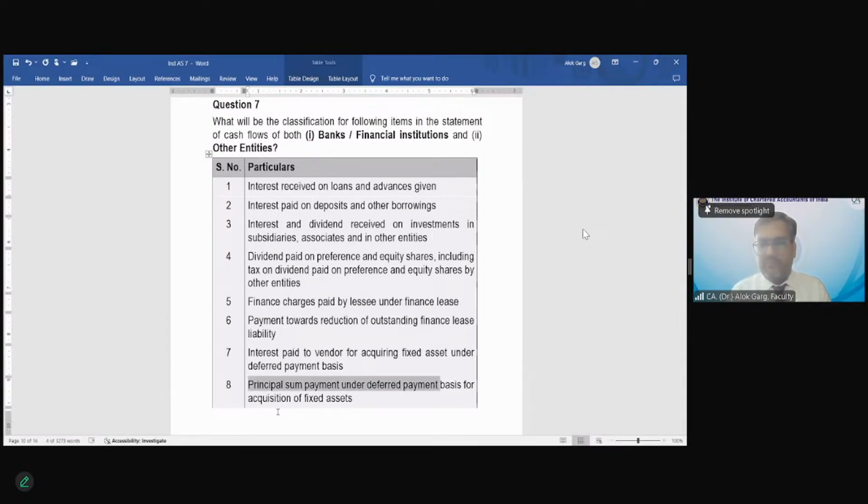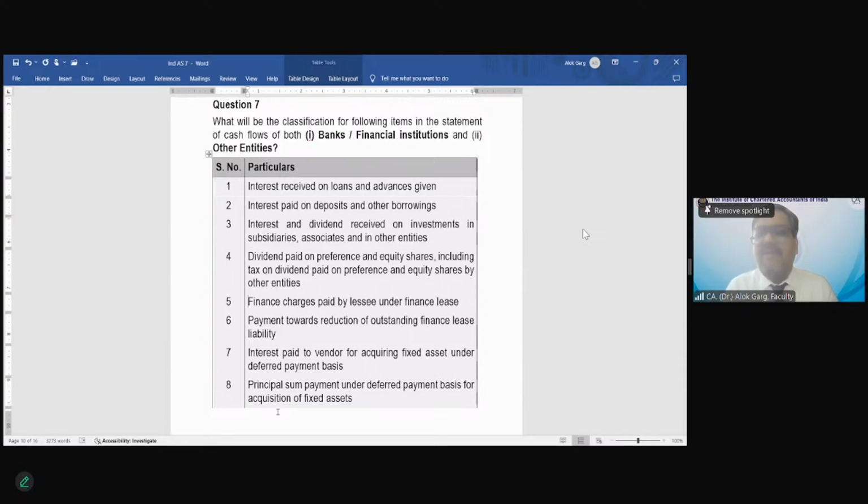Yes, sir. The fifth one is not very clear to me. Please explain it once more. Have you gone through Ind AS 116, right-of-use asset and lease liability? Yes, sir. Under Ind AS 116, whenever a lessee enters into a lease arrangement, there is a right-of-use asset and a lease liability. Correct? Yes, sir. This lease liability is like a debt.